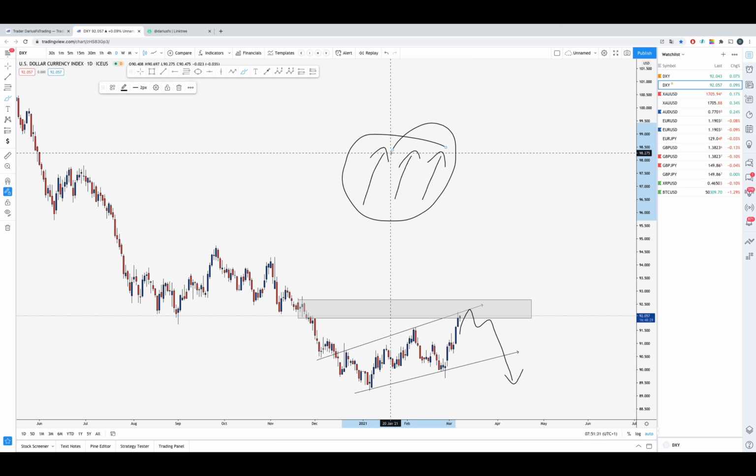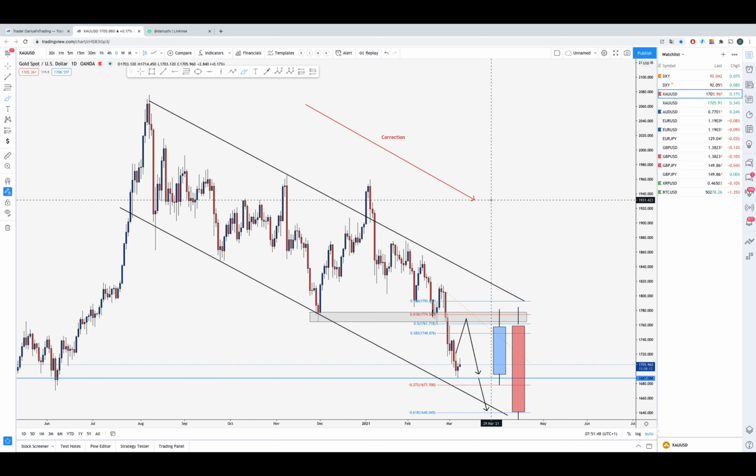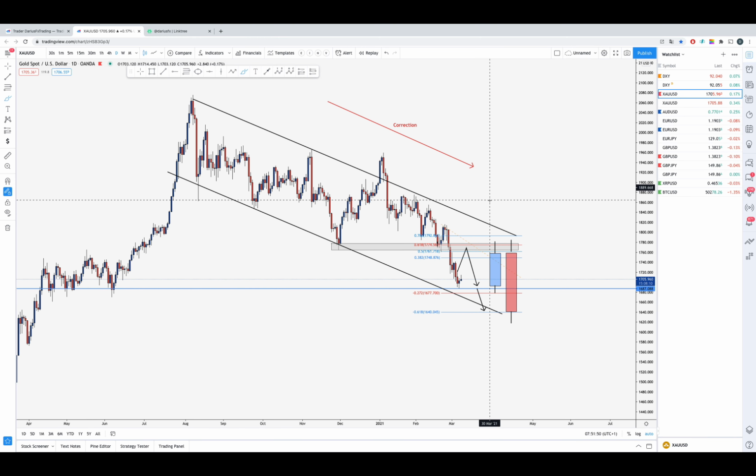Now you will see that not every single pair will go up at the same time. That's for sure. For example, the EURUSD and gold are pretty well correlated with the DXY, but GBPUSD, for example, is a little bit different. Therefore, let's get started with the gold analysis.